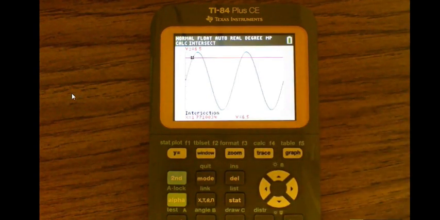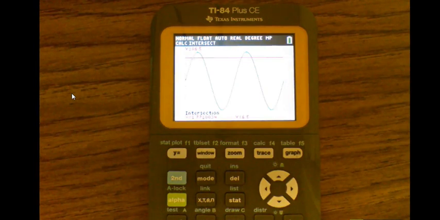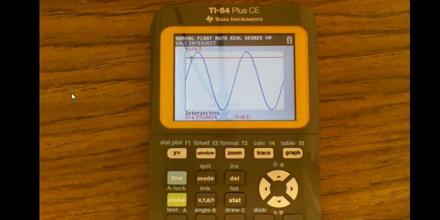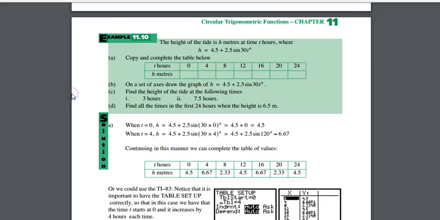If you wanted more, like if it said find the second time that it reached a height of 6.5, you just go back under Calc and choose intersect again, and just put your cursor on that spot and hit enter, enter, enter, and you'll get the second time that occurs. So that's the easiest way to do the y equals question. When they give you a y value, just graph it as a separate graph and then calculate points of intersection. That's going to be the easiest way to approach those, probably rather than having to solve the trig equation using your old trig methods.